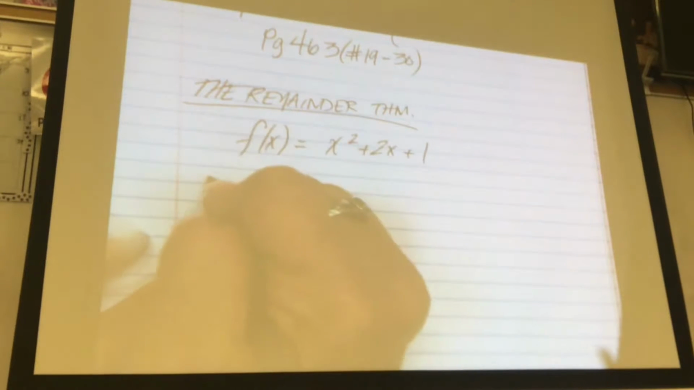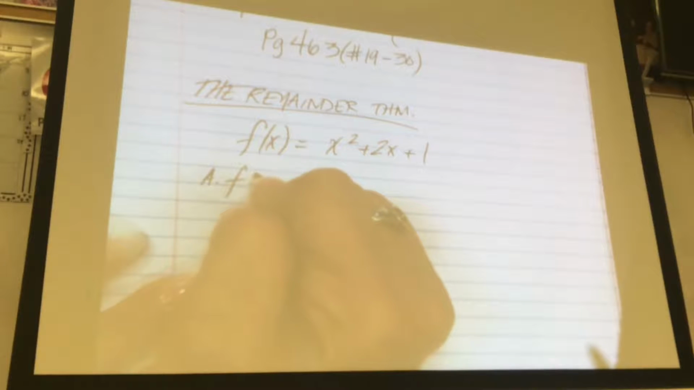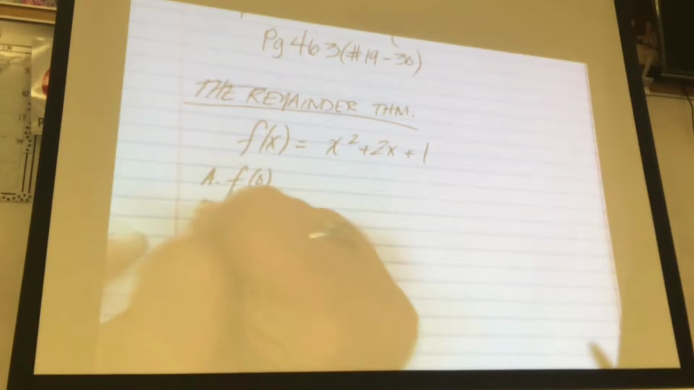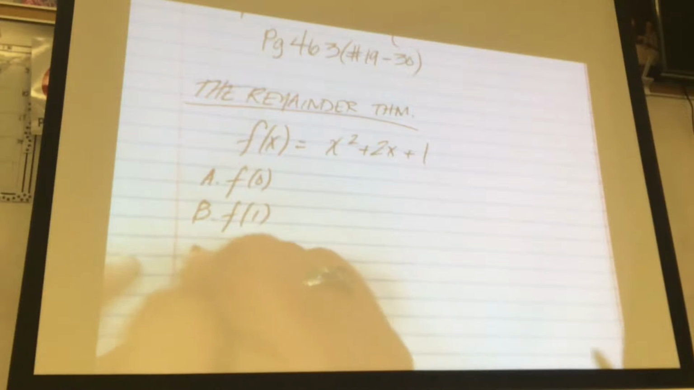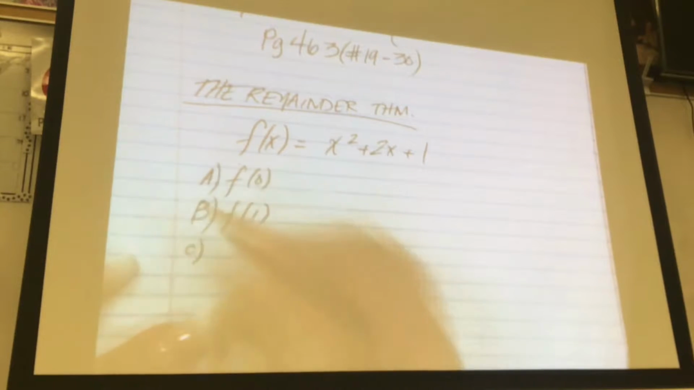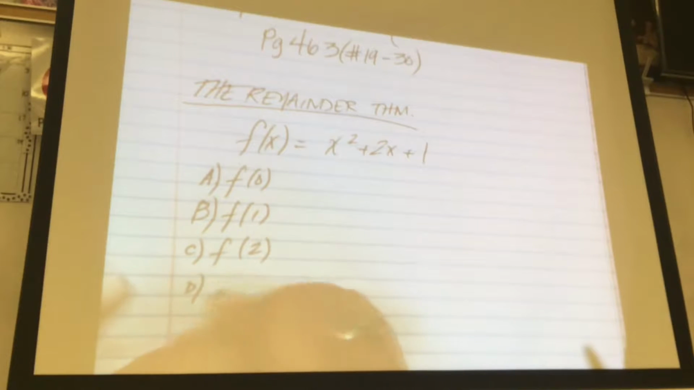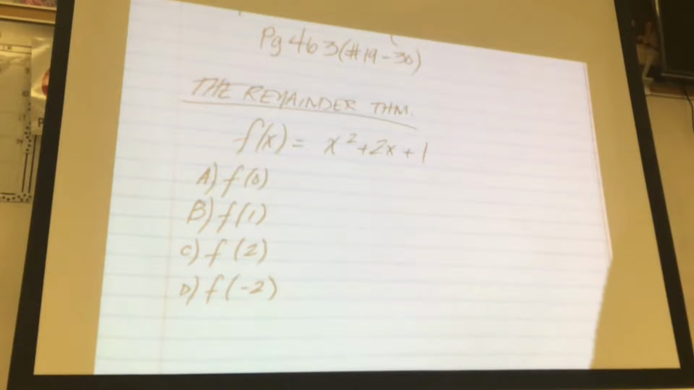If you're in seat A, I would like for you to plug in 0. If you're in seat B, I would like for you to plug in 1. If you're in seat C, I would like for you to plug in 2. And if you're in seat D, I would like for you to plug in -2. Do that right now, please, and then share your answers when I ask you.